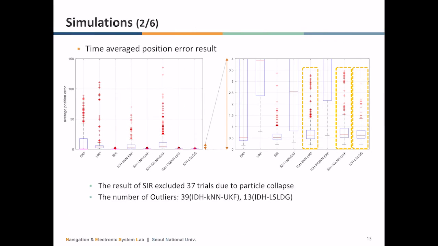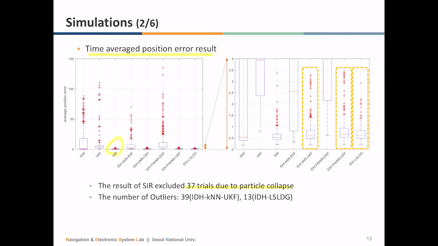This is the box plot result for the time average of the horizontal position error of each ensemble. The left one is in full scale, and the right one is scaled from axis 0 to 4 to show the results for the filters in yellow boxes. SIR seems to be the best in terms of position error, but the result of SIR excluded 37 trials that could not be calculated due to the particle collapse. Therefore, I will mention the result excluding the result of SIR.